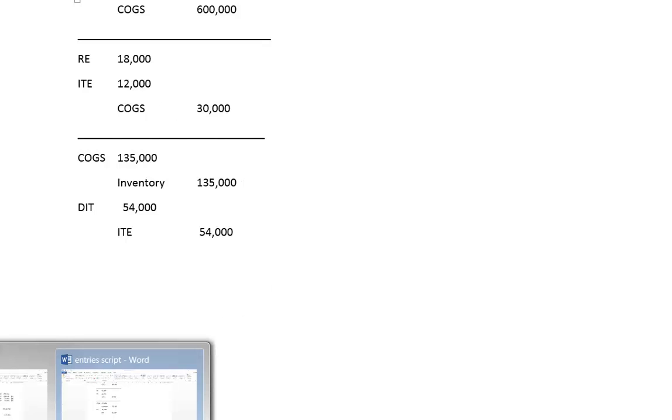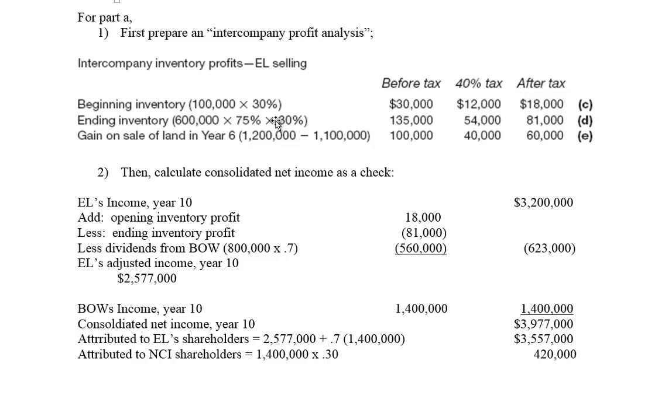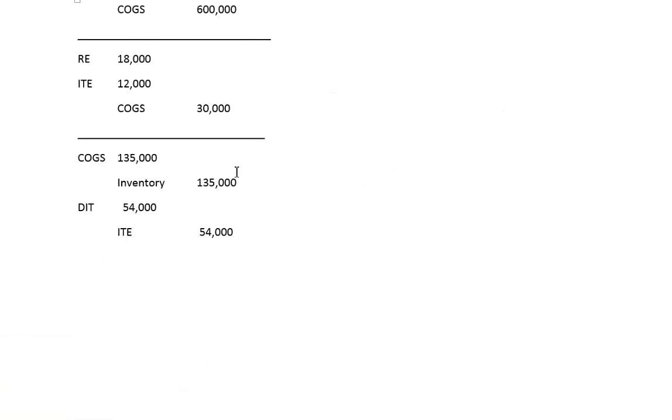Well, what I would do here is, if you go back to the problem, we have beginning inventory, we have $30,000 of pre-tax income that we have to recognize in consolidated income. We have tax that the consolidated entity will now book on its third set of books, right, of $12,000, and we would have to show an after-tax profit of $18,000. So what would it look like? Well, don't forget, the after-tax profit was initially booked by the seller, the parent, for $18,000.